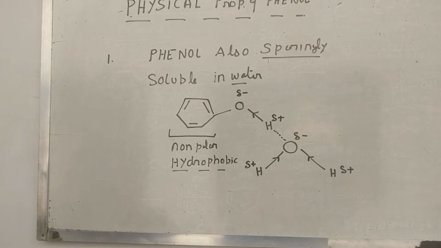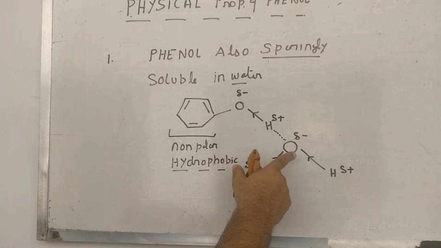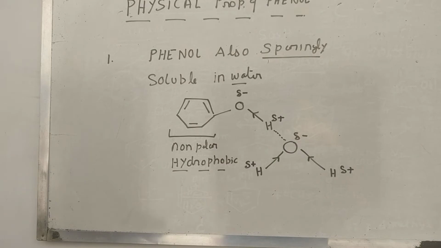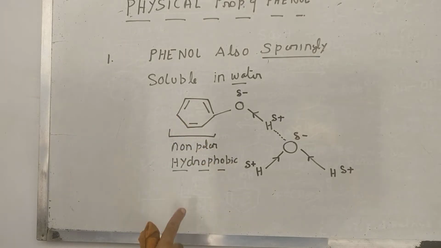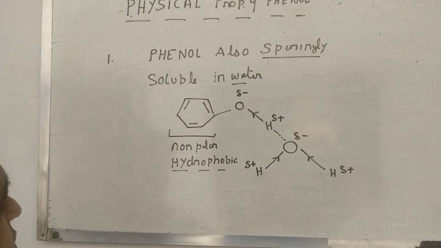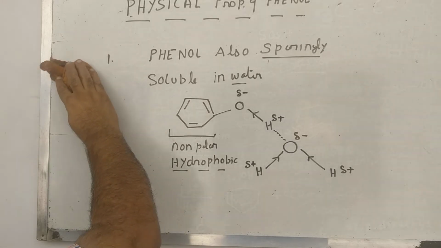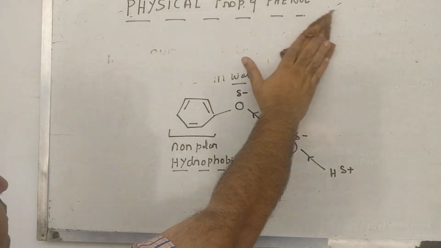It is soluble in water due to the formation of intermolecular hydrogen bonding with water, but its solubility in water is very less because of the presence of the big non-polar phenyl group, the hydrophobic group, that is the hydrocarbon part, which repels water. And as I told you, phenol, since it is an organic compound, is also soluble in organic solvents like ether and alcohol. So phenol is basically sparingly soluble in water.